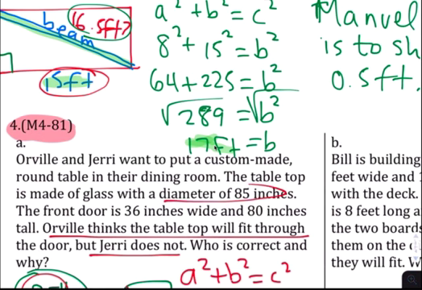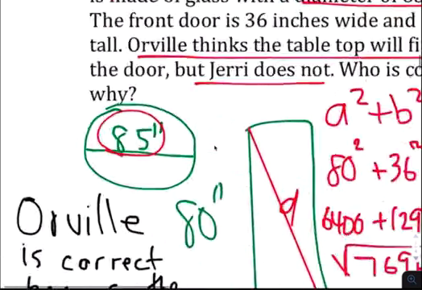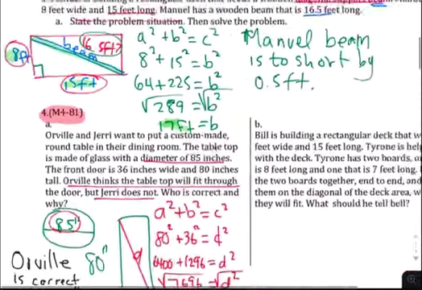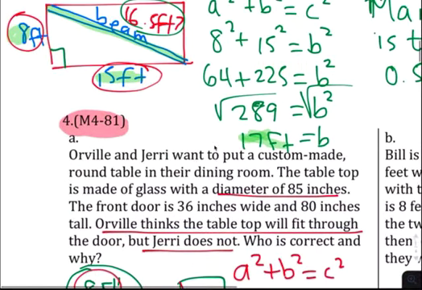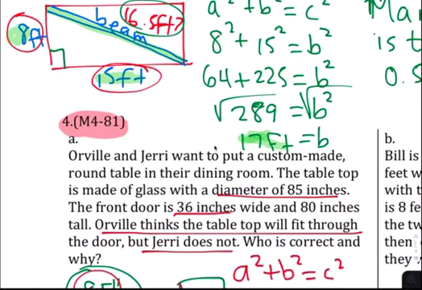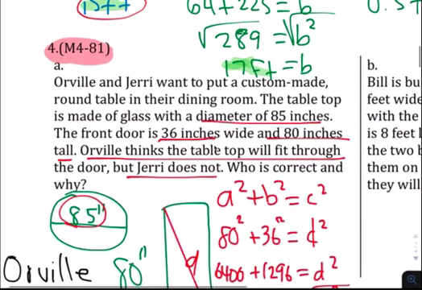The diameter of the table. Orville and Jerry want to put a custom-made round table in their living room. The tabletop is made out of glass with a diameter of this, so I drew a table with that diameter. The front door is 36 inches wide and 80 inches tall. Orville thinks that the tabletop will fit through the door, but Jerry does not. Who is correct and why?